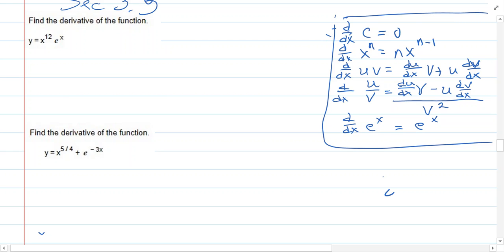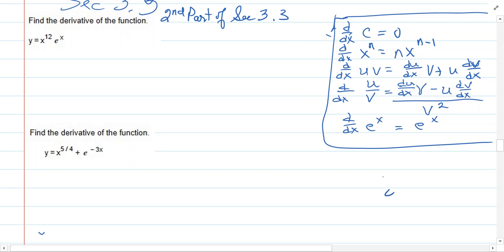Okay, let's talk about where we are. We're in the second part of section 3.3. And we've learned these derivative rules. Derivative of a constant is always 0. Derivative of a power rule, x to the n, is nx to the n minus 1.